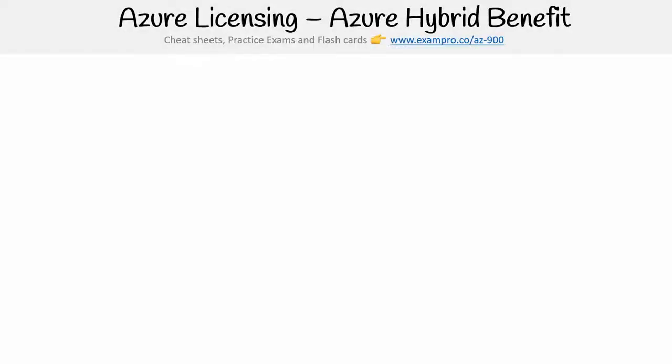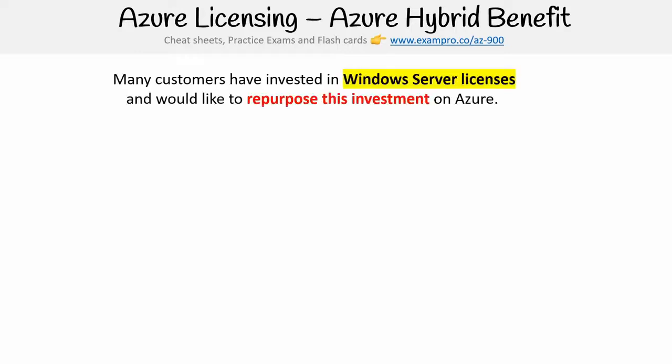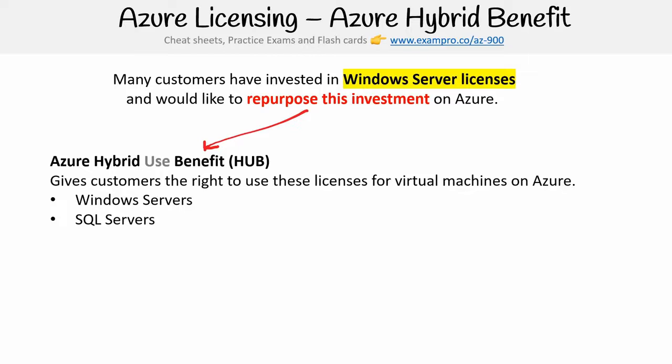Hey, this is Andrew Brown from Exam Pro, and we are looking at Azure Hybrid Benefit. Many customers have already invested in Windows Server licenses, and they want to repurpose their investment on Azure. This happens because enterprises have been working with Microsoft servers even before Azure existed, or they were on-premises originally, so they purchased the licenses, but now they're ready to move on to Azure. Since they've already got a special deal with Microsoft because they purchased those licenses, they want to keep those deals and bring them to the cloud. That's where the Azure Hybrid Benefit comes into play, also abbreviated as HUB.